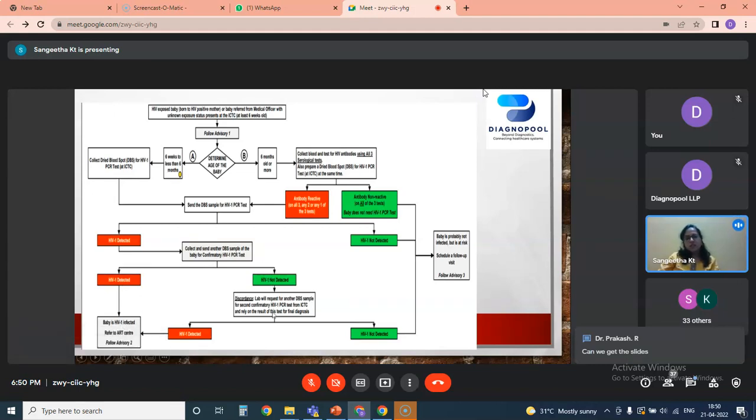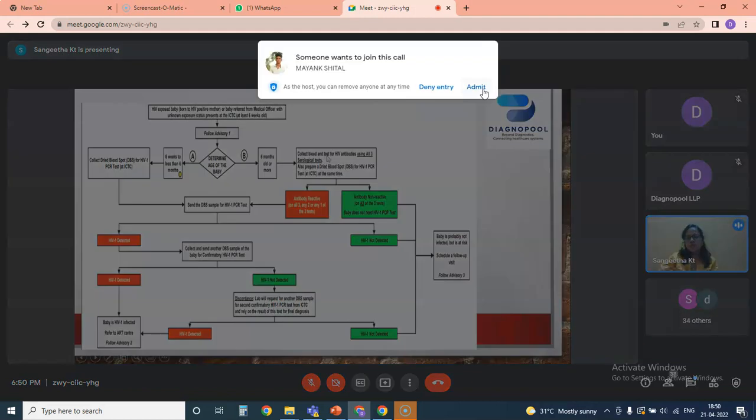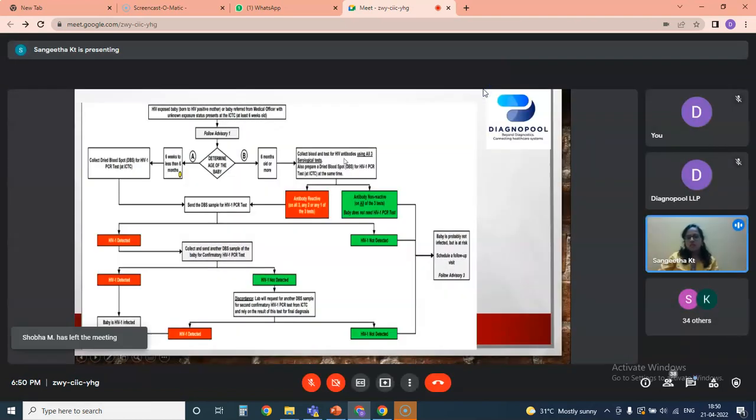If it is not detected, the lab will request another dried blood spot for a second confirmatory HIV test, and again the protocol continues. After 6 months, you can use the routine protocol, that is the detection of HIV antibodies using all three serological tests, and also doing a dried blood spot test for HIV DNA PCR. So this is the workflow for detection of HIV by PCR for an infant from 6 weeks. Starting from 6 weeks, you can start the dried blood spot DNA PCR test.